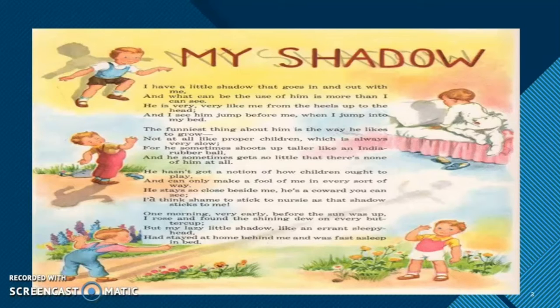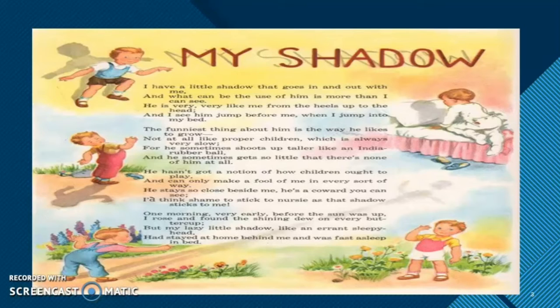So he says that the shadow is very naughty, okay? And he jumps into the poet's bed even before the poet can jump in. Then we go to the second stanza where he calls the shadow funny, okay? The funniest thing about him is the way he likes to grow. So he says the funniest thing about the shadow is the way he likes to grow, okay?